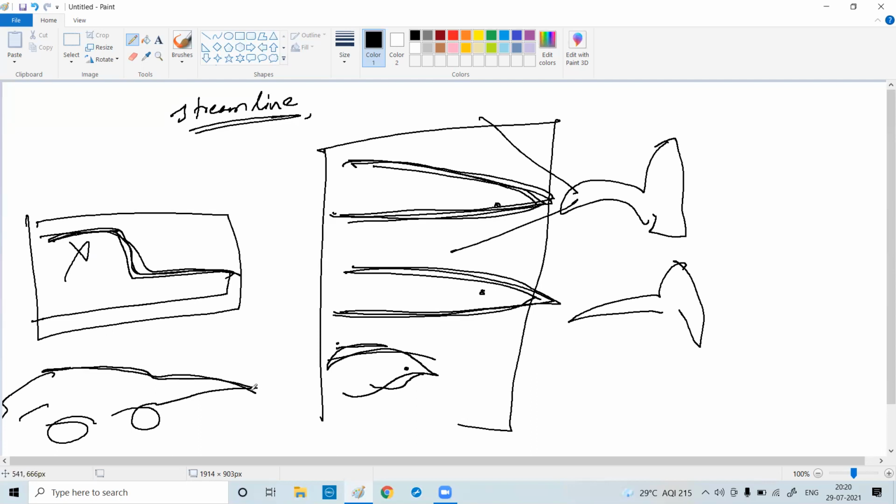So the better the streamline is, the faster it can go with less consumption of fuel. If you go 100 kilometers per hour in this, and if you go 100 kilometers per hour in this, you'll be able to go faster and consume less fuel.